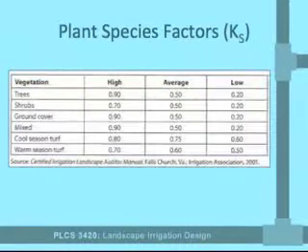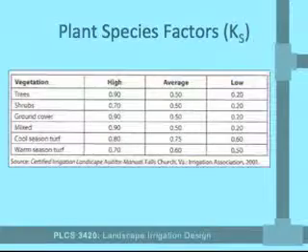Now you can sometimes get more detailed species factors from local resources. Again, USU Cooperative Extension is one resource, or even the city or town that you live in might have this information in some kind of a plant list. And this tends to be a lot more accurate than the values that you see here, which are very basic guidelines.